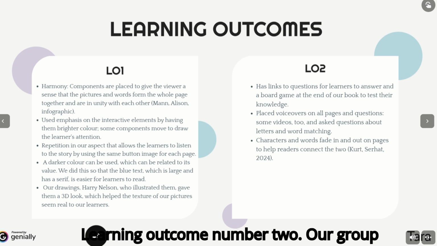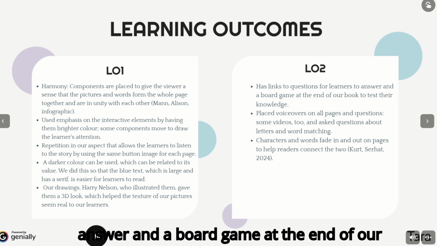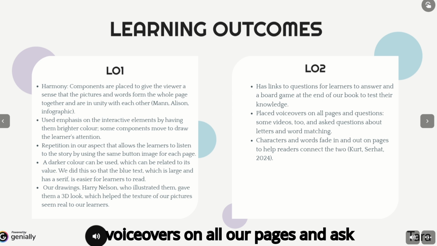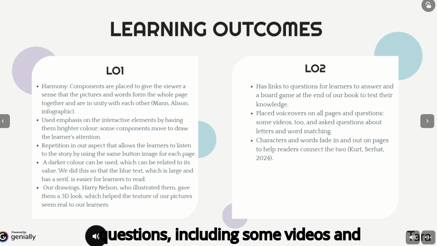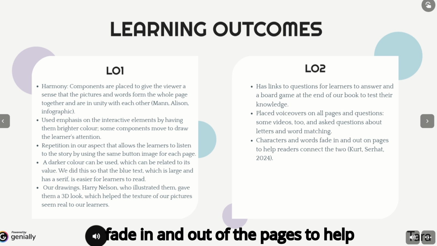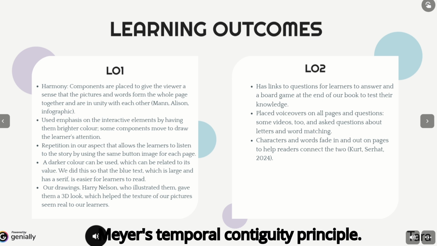Learning outcome number 2. Our group has links to questions for learners to answer and a board game at the end of our book to test their knowledge. We place voiceovers on all our pages and ask questions, including some videos, and questions about letters and word matching. Characters and words fade in and out of the pages to help readers connect the two, which relates to Mayer's temporal contiguity principle.